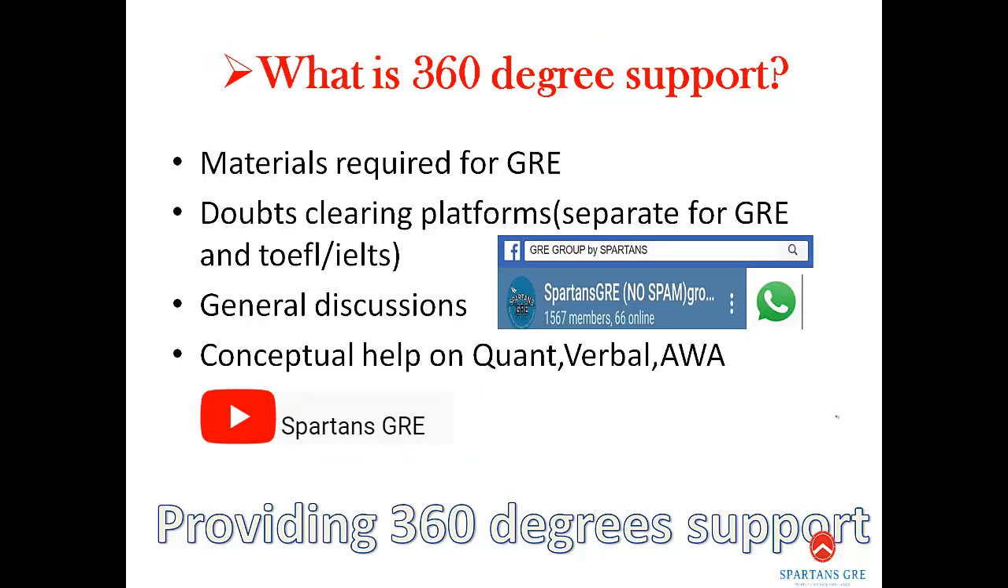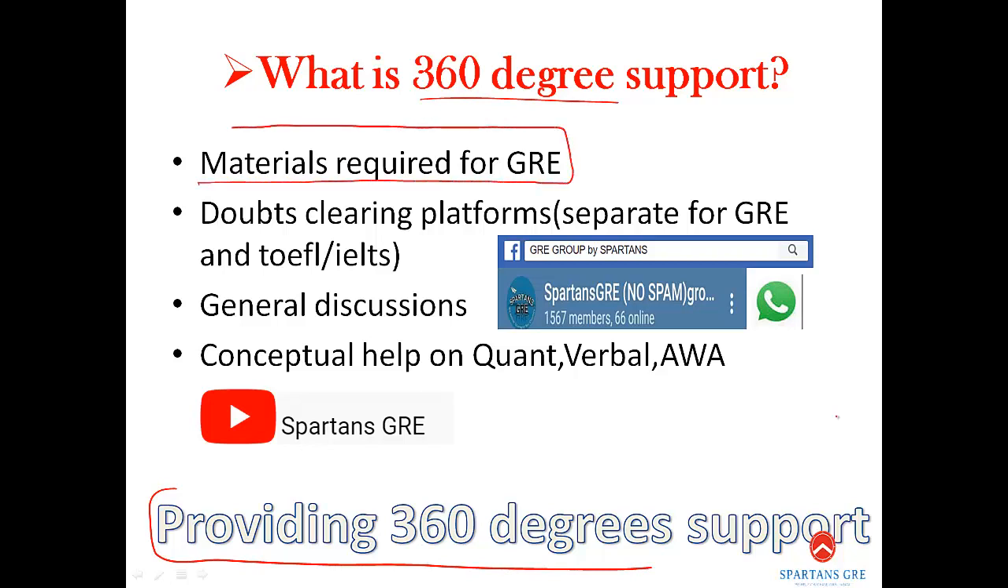Next, we'll be providing you complete 360 degree support. So what exactly is 360 degree support? First of all, materials required for GRE. There are zillions of materials available in the market or on the internet, right? But you need to pick up the right ones. The materials required for GRE are already uploaded in the Spartans GRE Telegram group, the Spartans GRE WhatsApp group as well, and the GRE group by Spartans. This is the name of our Spartans GRE group on Facebook. So in all these 3 groups, these materials are already there.